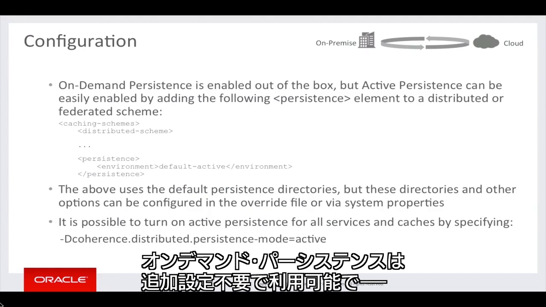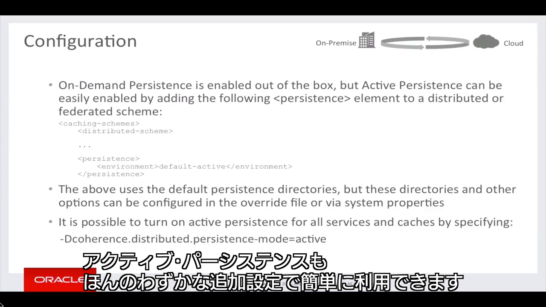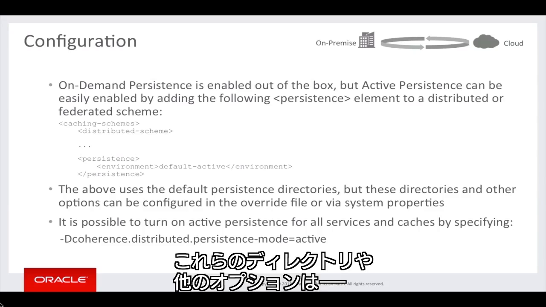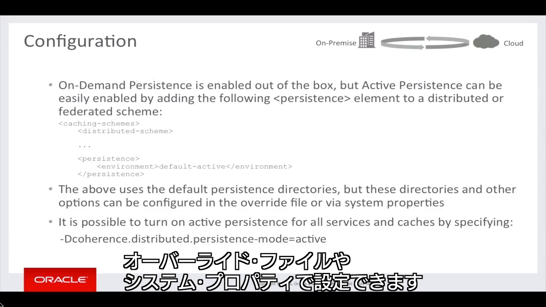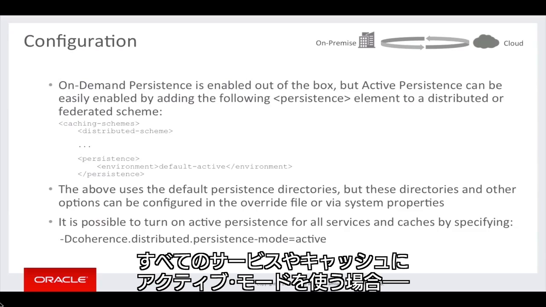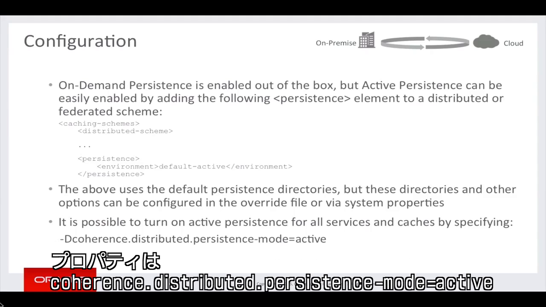On-demand persistence is enabled out of the box, but active persistence can be easily enabled by adding the following element to a distributed or federated scheme. The above uses default persistence directories, and these directories and other options can be configured in the override file or via system properties. It is also possible to turn on active persistence for all services and caches by specifying the following property: coherence.distributed.persistence.mode equals active.